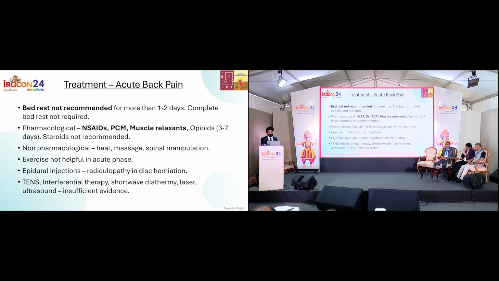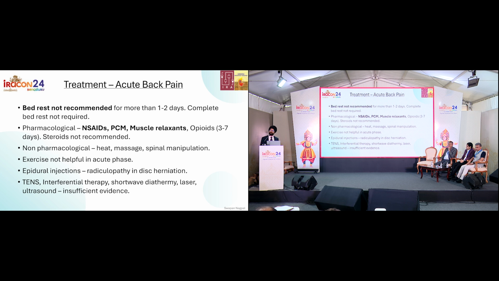Treatment: bed rest is not recommended in either acute or chronic backache. NSAIDs, paracetamol and muscle relaxants are given in acute settings. There are also non-pharmacological methods, which I'm not going into due to the paucity of time.